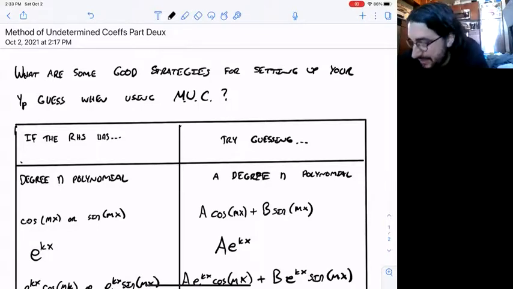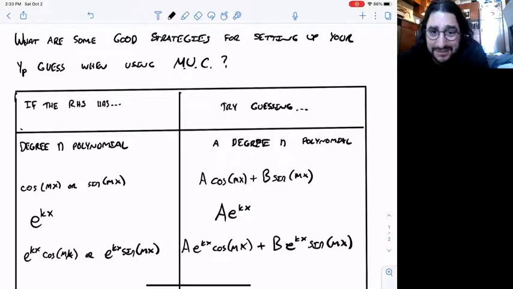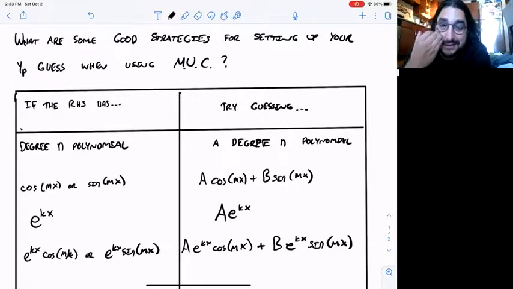So that's what I have here: a table of good strategies, how to set up your guess when using method of undetermined coefficients. There's no universal strategy that tells you in general how to set up the perfect guess. It's a lot of ad hoc, case by case. It's almost like finding an antiderivative, right?